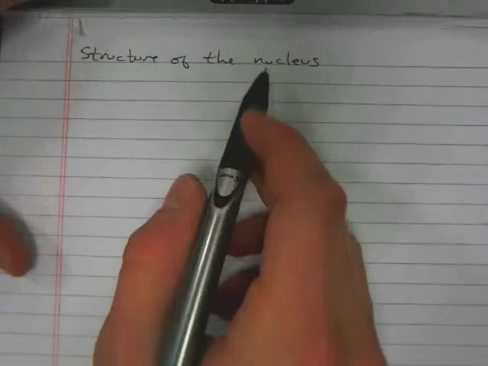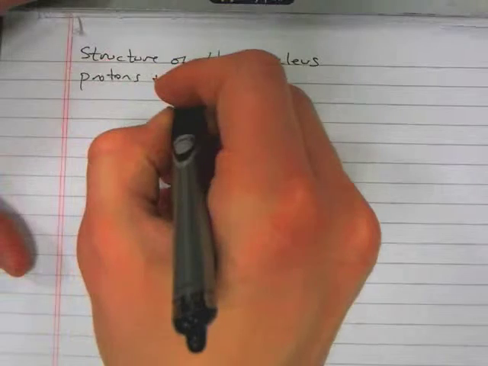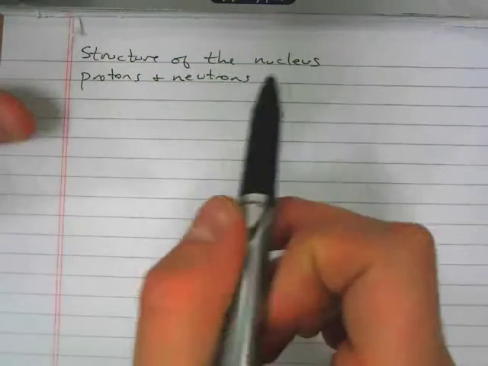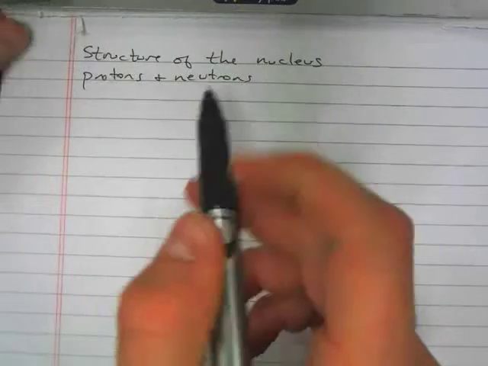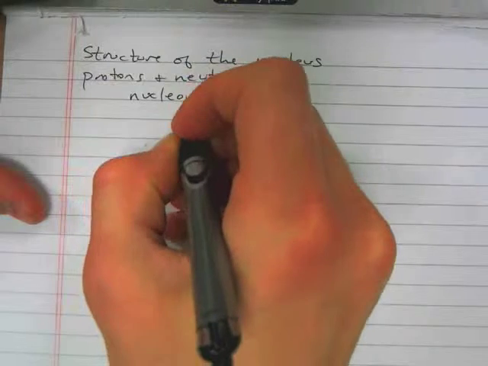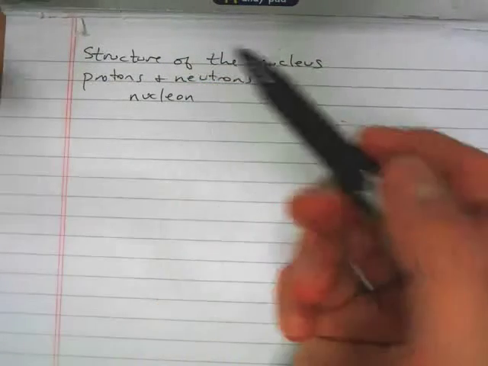Now, you already know that the nucleus of an atom is made up of protons and neutrons. Protons have a positive charge, neutrons are neutral. The term nucleon is a more general term that applies to both protons and neutrons because they are what make up the nucleus.